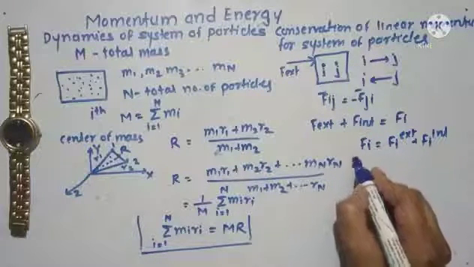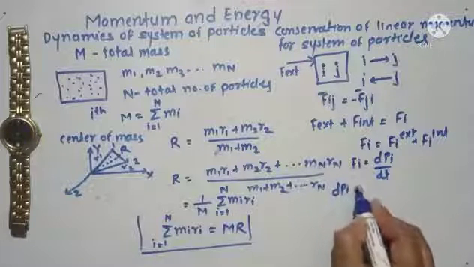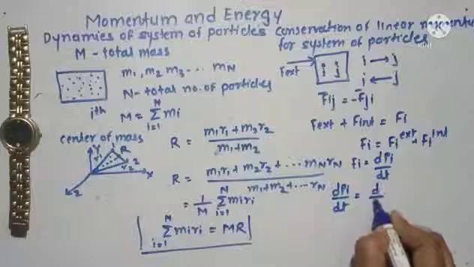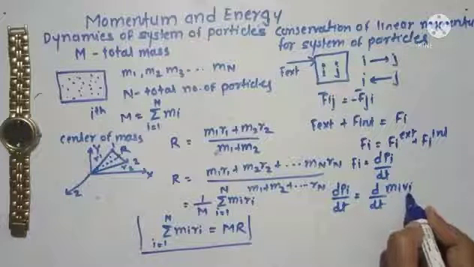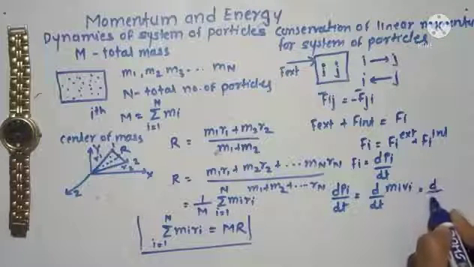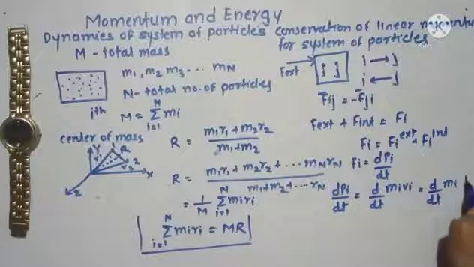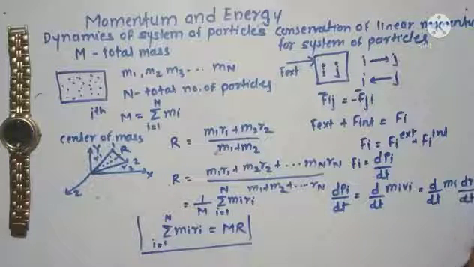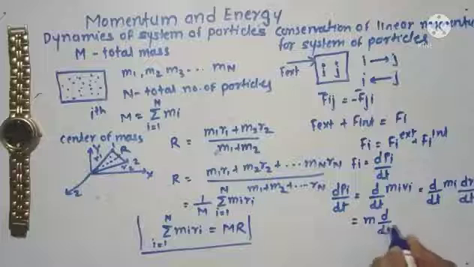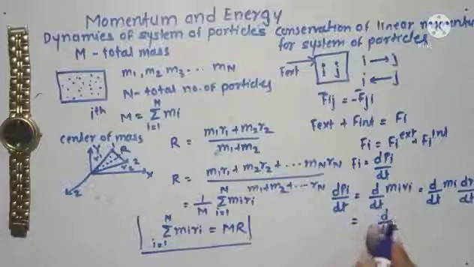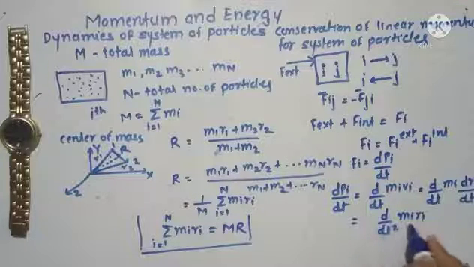According to Newton's second law, this F total can be given as dp_i/dt. This dp_i/dt can also be written as d/dt of m_i v_i, where m_i is the mass of that ith particle and v_i is the velocity of that particle, which can also be written as d/dt of m_i into, let me write it in the form of a radius, the displacement dr_i/dt. So this dp_i/dt can also be written as d²/dt² of m_i r_i. Let me keep this m inside only.